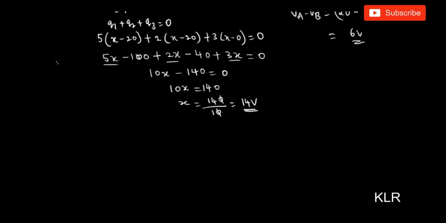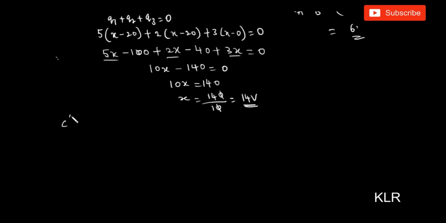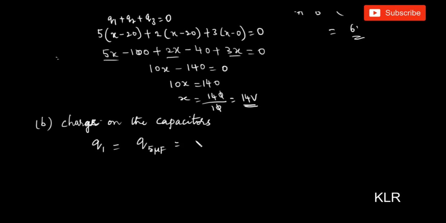The charge on the capacitors, say Q1, which is equal to the charge on the 5 microfarad capacitor, is equal to CV. We know Q is equal to CV, capacitance into potential difference.